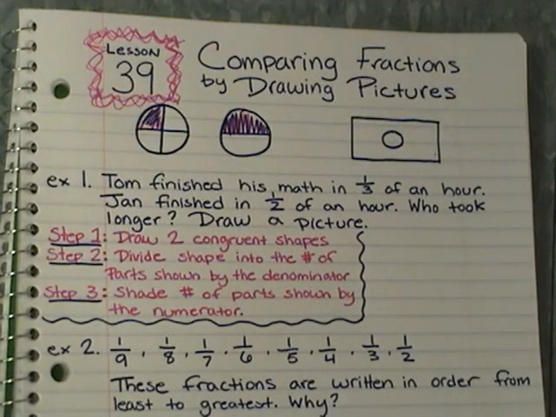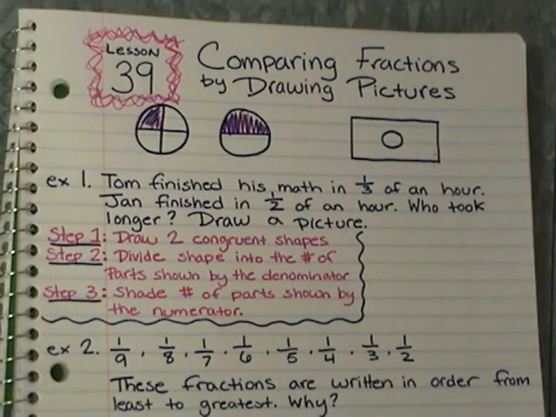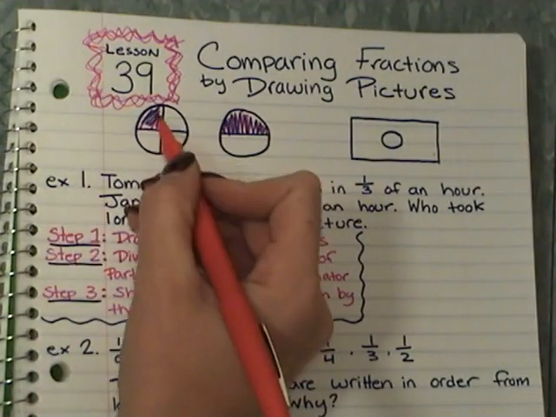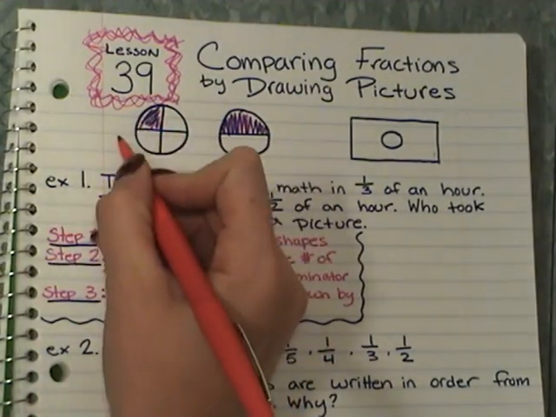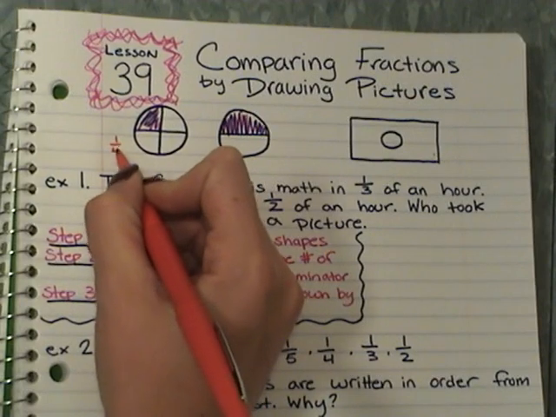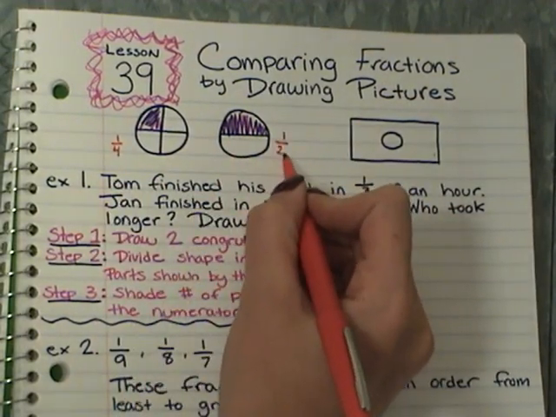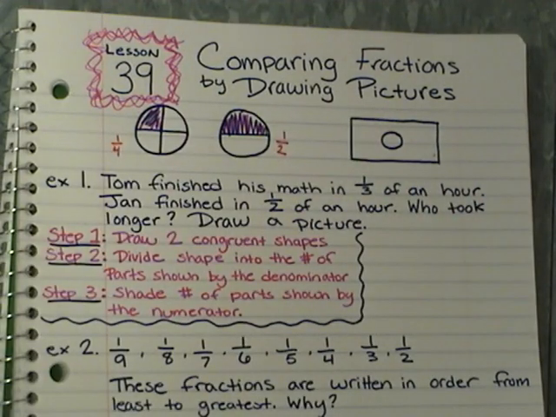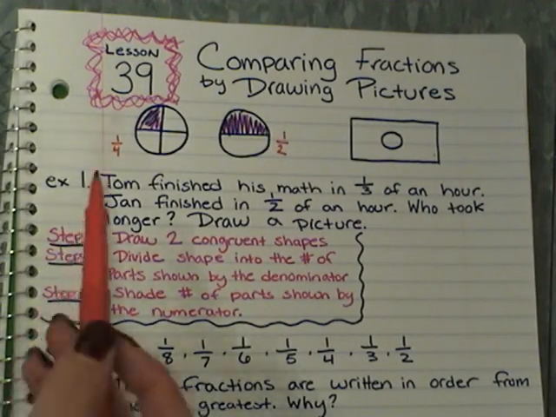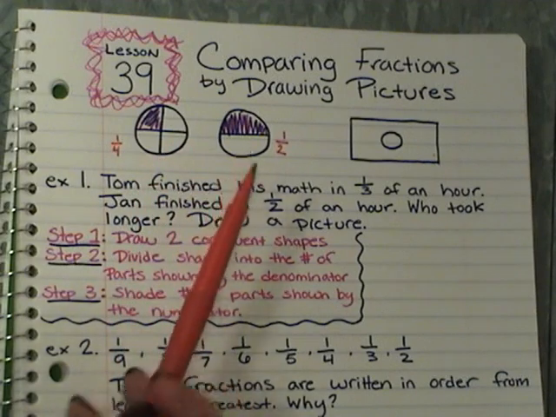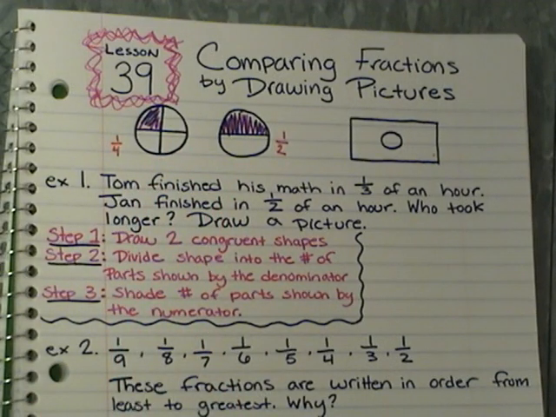Alright, tonight's lesson is lesson 39, and we are comparing fractions by drawing pictures. If you look at those two circles at the top, 1/4 is shaded here (1, 2, 3, 4), and 1/2 is shaded in this circle. We can see that the 1/4 is much smaller than the 1/2. We're looking at the shaded parts of those circles, and the 1/4 is smaller than the 1/2.